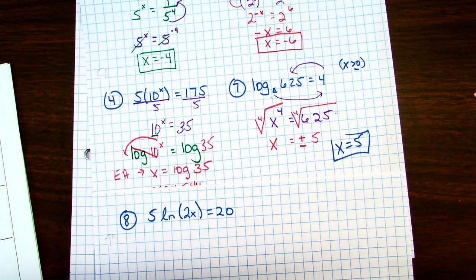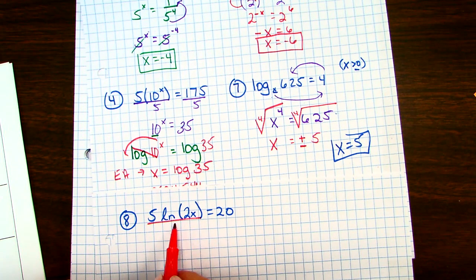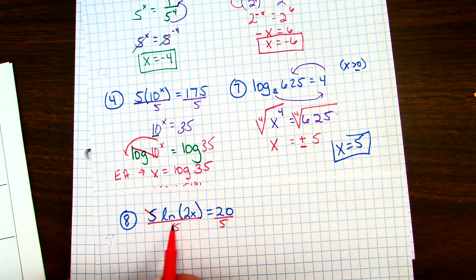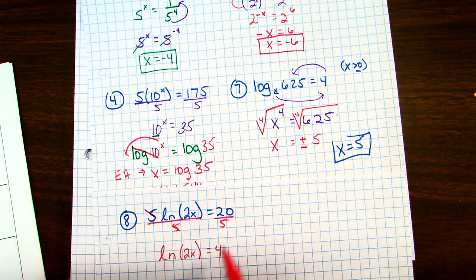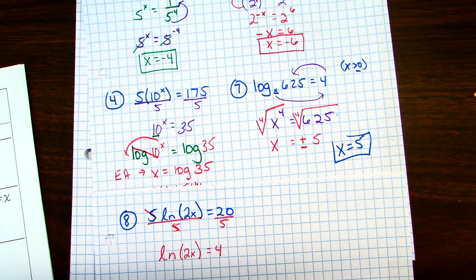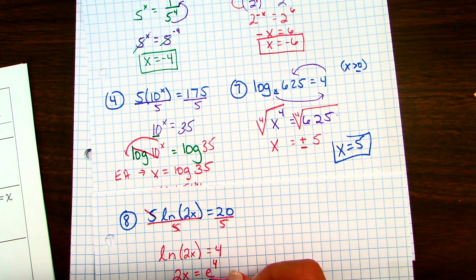We could put the 5 on the 2x, but it makes it kind of messy. Or you can divide by 5. And now we just rewrite it in its other form. e to the 4th equals 2x, or 2x equals e to the 4th. Anytime you're dealing with an e, unless it's like e to the 0 power, you're going to get a decimal.